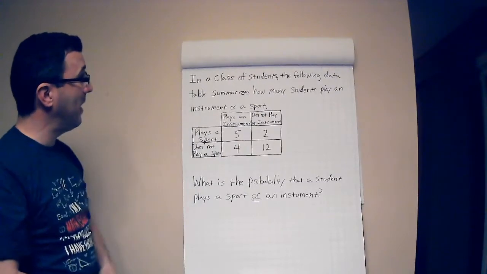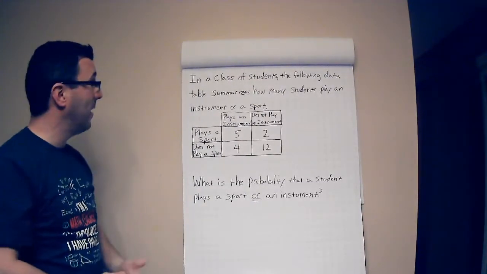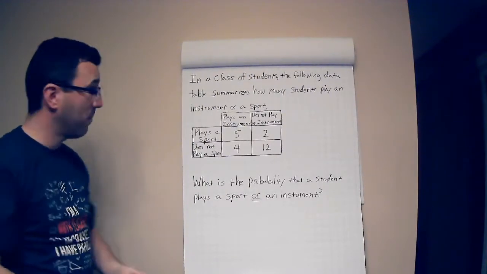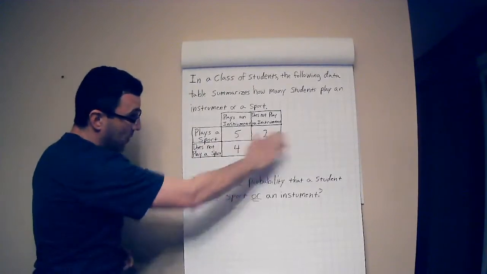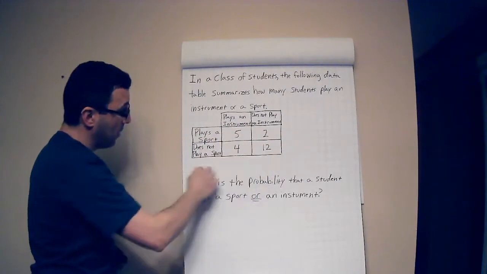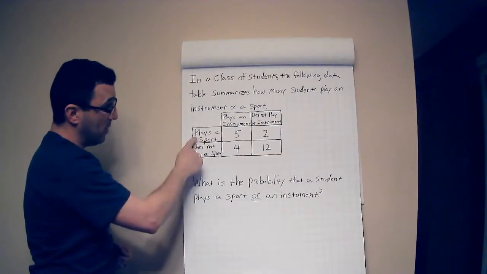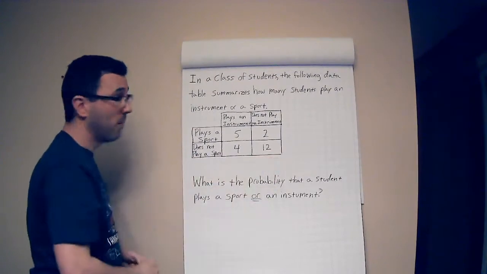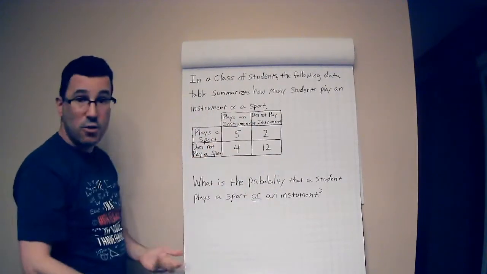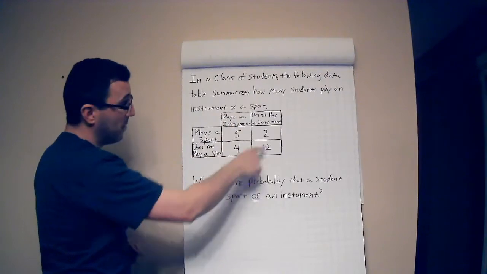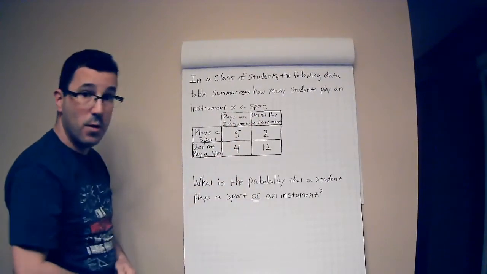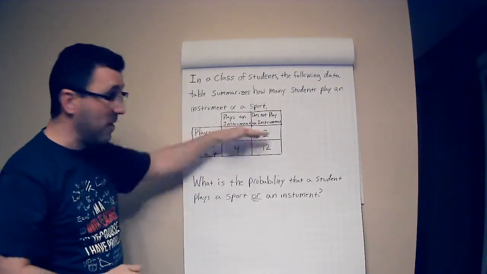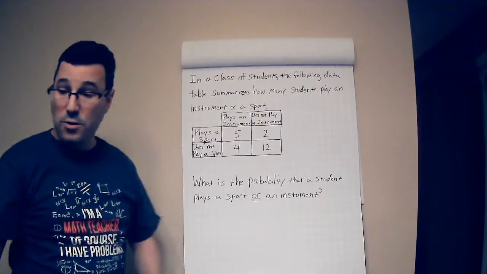When we look here, we have, in a class of students, a data table that summarizes how many students play an instrument or a sport. Going across, horizontally, we have the sports. The top one is those who play a sport, the bottom is those who don't. Vertically, we have the instrument: plays an instrument, does not play an instrument. We don't actually have a total for any of the columns, any of the rows, or for all the information in total.